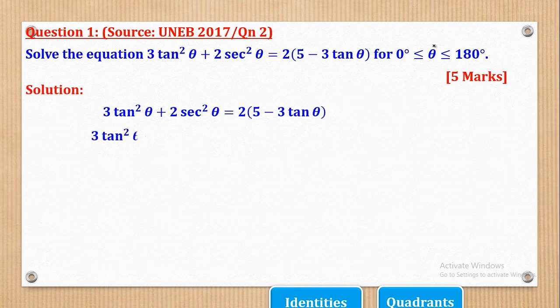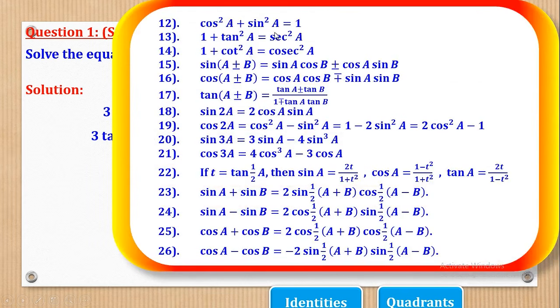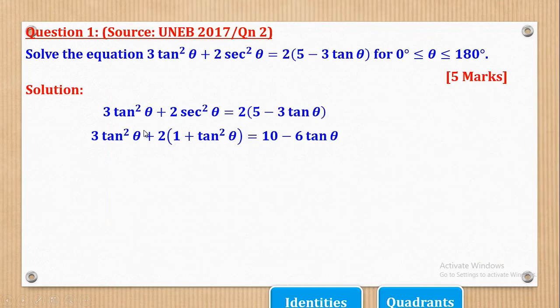Then you shall remember the identity that if I want to change, okay, my aim is to put all into one trig ratio. We have here tan, meaning that I can change this one in terms of tan. So I'll go back to my list of identities and remember that sec squared theta is equal to 1 plus tan squared. Therefore, that is why you see here that I came and changed. Where there was sec squared theta, I'm going to put there 1 plus tan squared theta. After that, I'm going to open brackets and collect like terms.